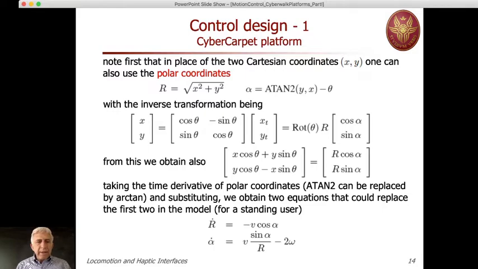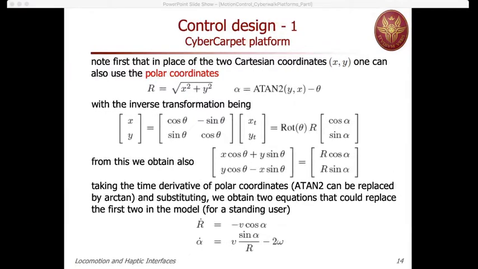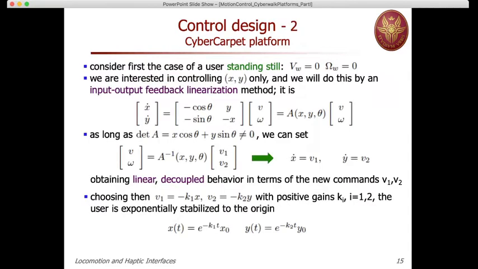So with this in mind, let me just move on and start doing some control design. As I said, we consider first the case of the user standing still. So there's no disturbance, so the linear and angular velocity, the intentional velocity of the worker, are 0, and we are interested in controlling its position, so x and y only.